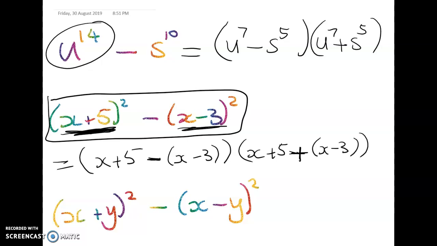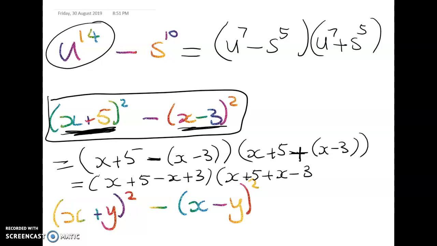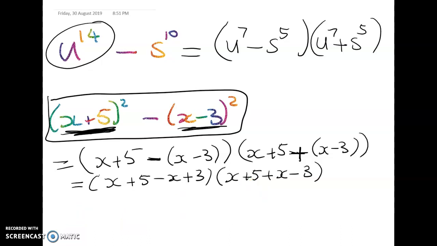And this time we can clean that up, except I didn't leave much room. So what do we get here? Well, we've got x + 5 - (x - 3). Now I've got x + 5 + (x - 3). I'm just going to move that next one away. Let's get rid of that, so I've got some space.